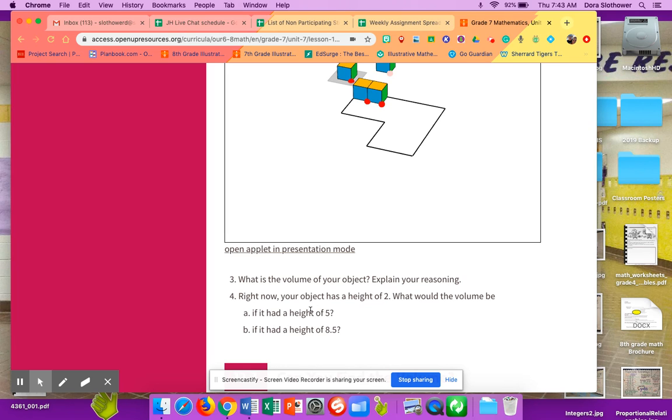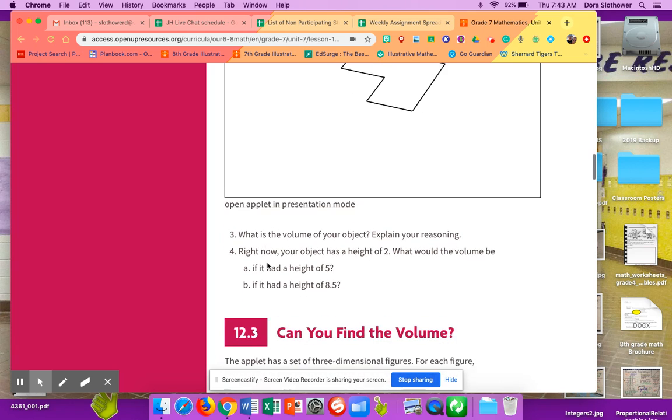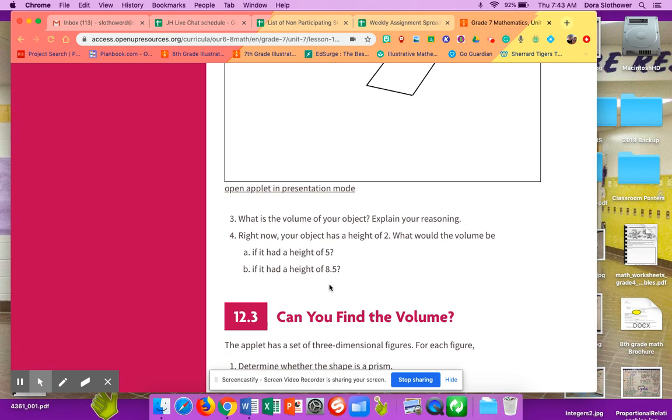What would the volume be if it had a height of 5? Well, again, you take the area of the base, which we found was 27, and you multiply it by the height, which in this case is 5. 27 times 5 is 135. And for B, what if the height was 8.5? So you figure it out. And 27 times 8.5, you should have gotten 229.5. Make sure you wrote all of your answers down in here.